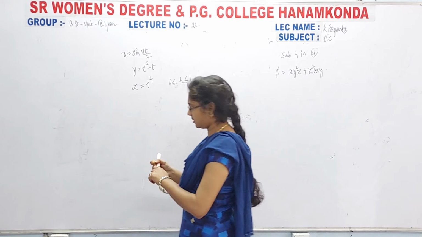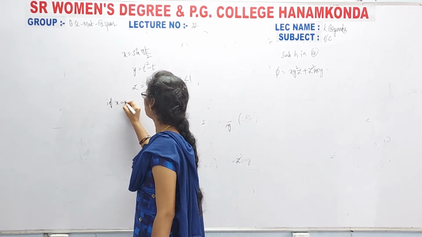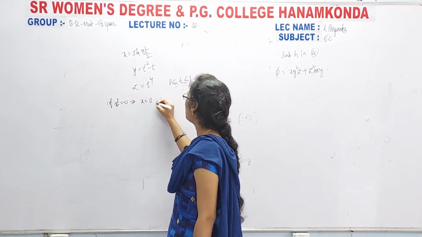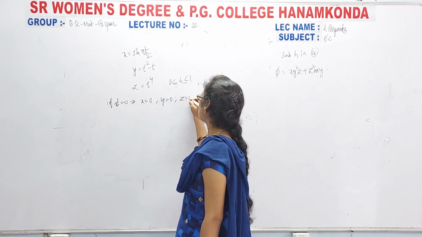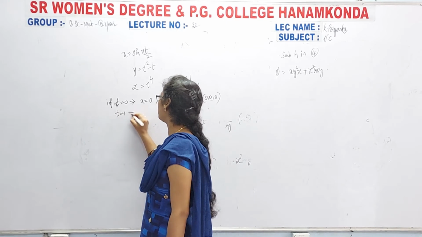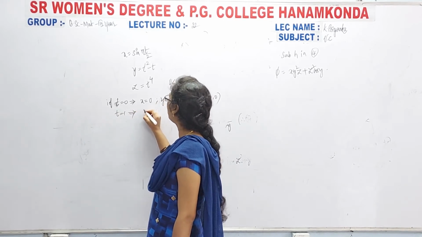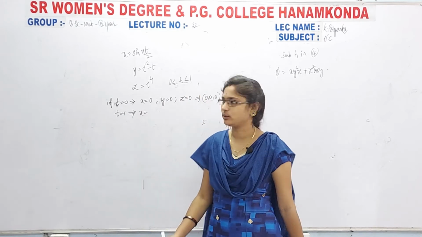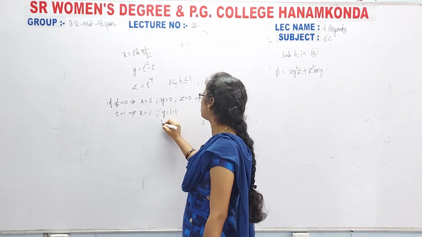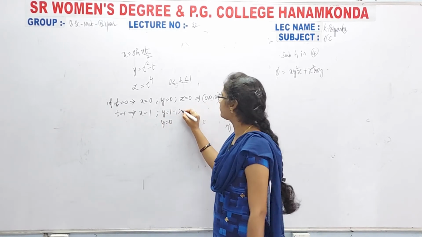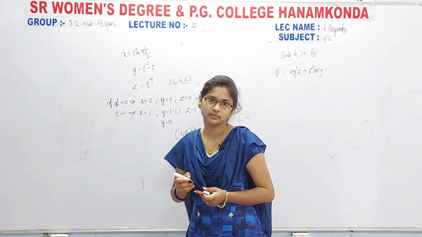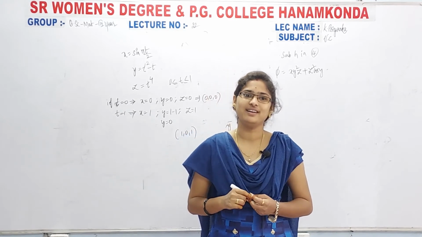If t equals 0, then x equals 0, y equals 0, z equals 0. Therefore, the point is (0, 0, 0), the starting point. And t equals 1: here x is equal to sine pi by 2, sine 90 is nothing but 1, and y is 1 minus 1, which is equal to 0. Next z is equal to 1. Therefore, the point is (1, 0, 1).